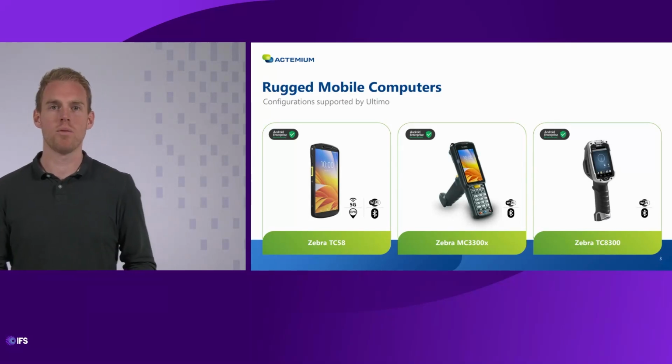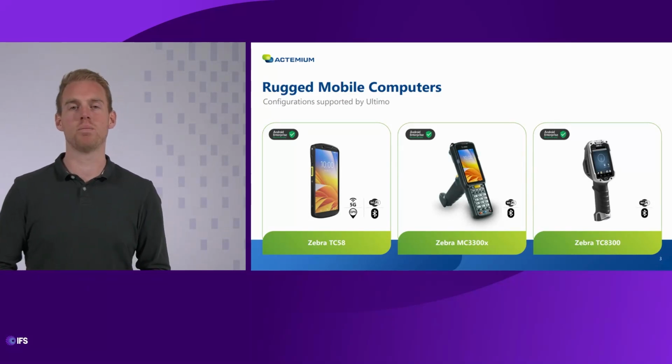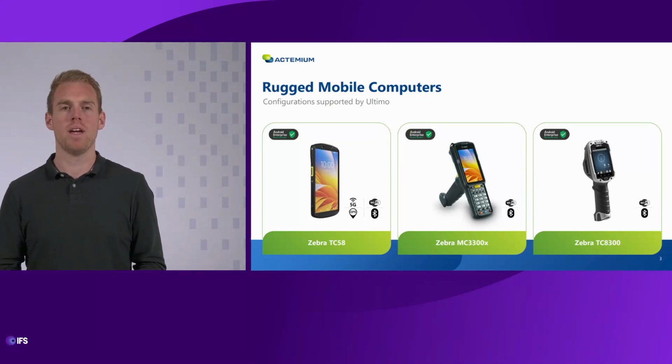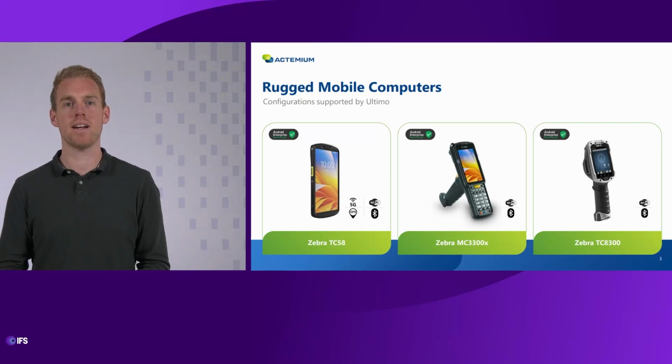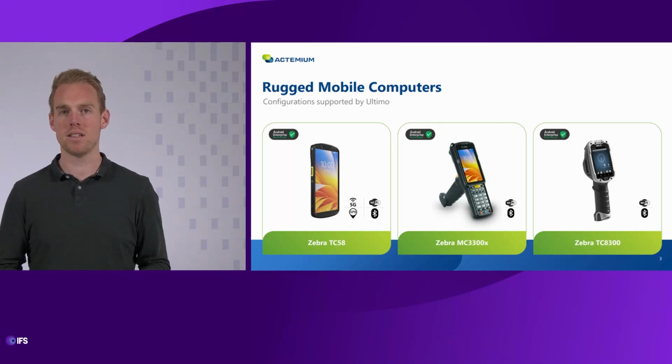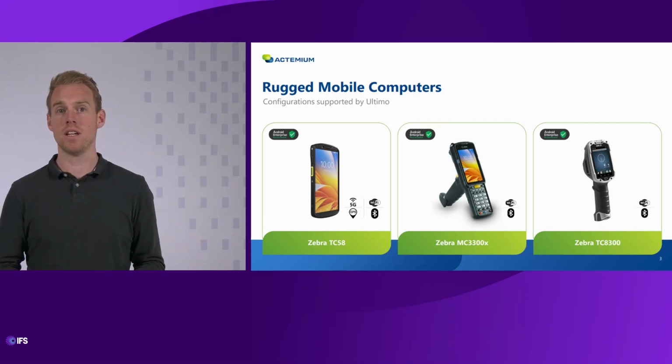Also, I want to give you some more information about the hardware of barcode scanners. We do that together with our partner Actimium, formerly known as Opal. And together with them, we have selected some items that we support. So these items we are now supporting. The one on the left, the Zebra TC58, is a new one that we now support.